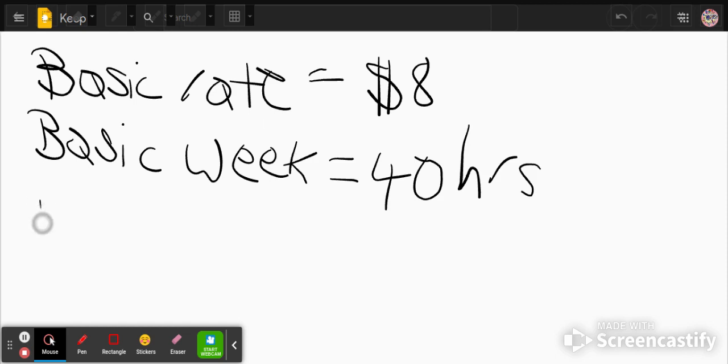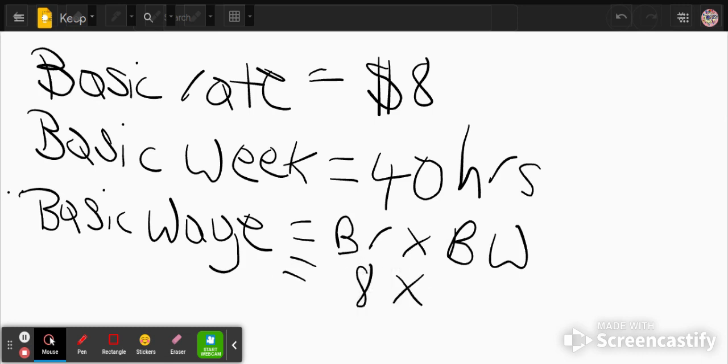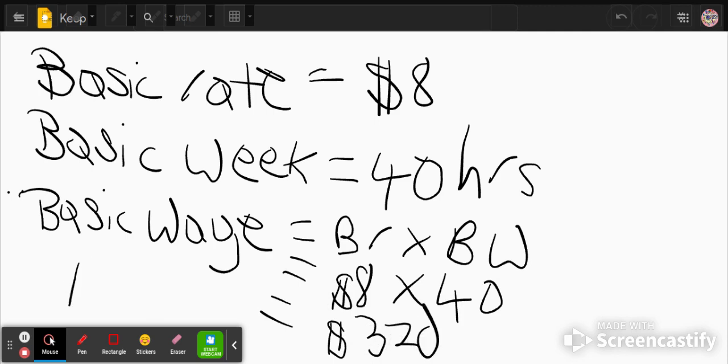So now let's form the equation. So basic wage is equal to basic rate, I'm going to call it BR, multiplied by the basic week BW, right? And that is equal to, the basic rate is $8. So 8 multiplied by the basic week of 40 hours, right? So $8 multiplied by the 40 hours, right? Which will leave us with 8 by 40 is 320. So totally we'll make $320 as basic wage. So now, to find the basic wage, as we know, you are basically multiplying the basic rate by the basic week. That's just it.